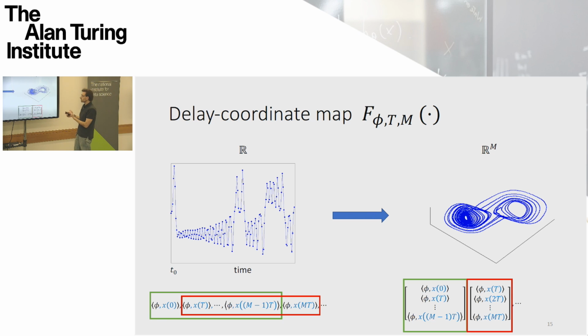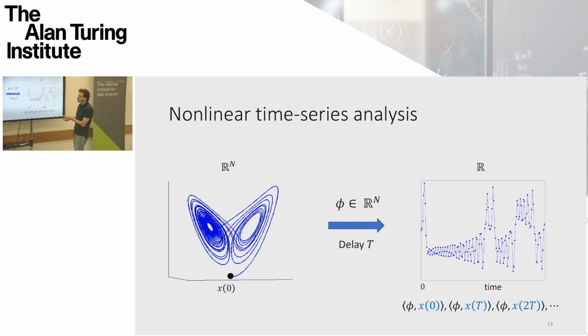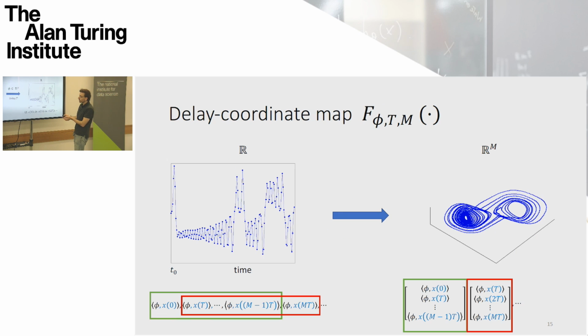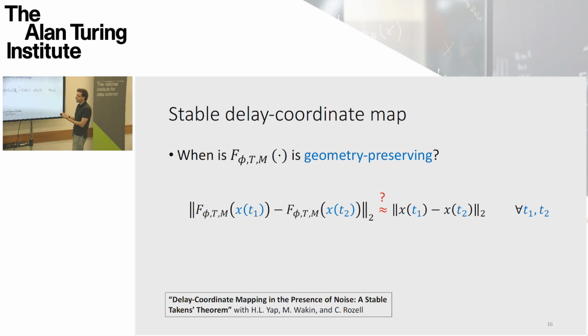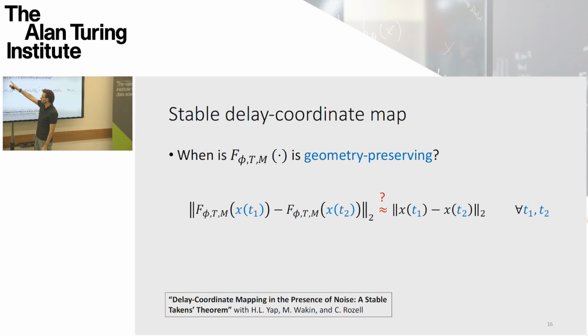That's important because we can answer all sorts of questions about the original dynamical system by just looking at the time series data. So it's very natural to ask whether this delay coordinate map would preserve the geometry of the original trajectory, in the sense that the distance between every pair of points on that trajectory remains nearly the same. Can we stably embed it with this map?